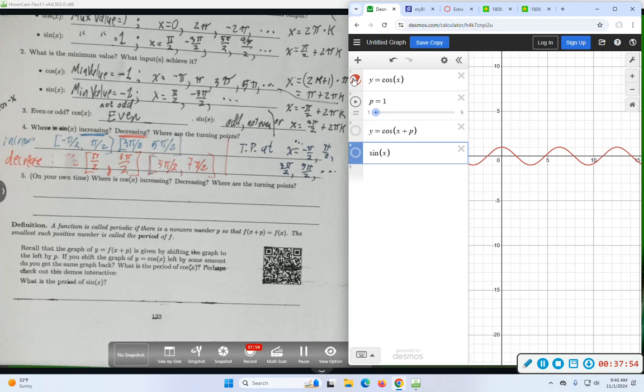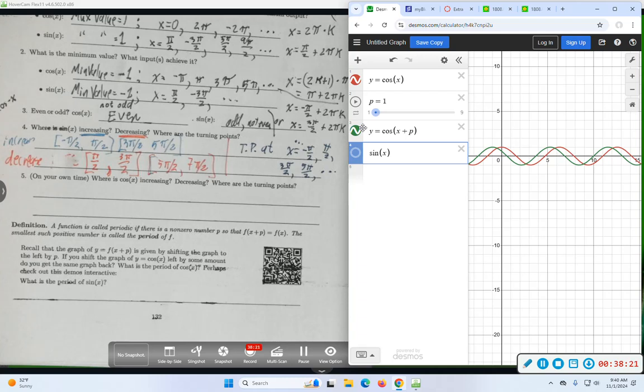So let's take a look at the graph of this particular function, cosine, and let's try to figure out its period. And here's how I'll advocate doing it. There's the graph of cosine. There's the graph of the cosine of x plus p, where p is 1. Do those two graphs look like they're the exact same function? No, one of them is shifted over. They're different. So the period is not 1.